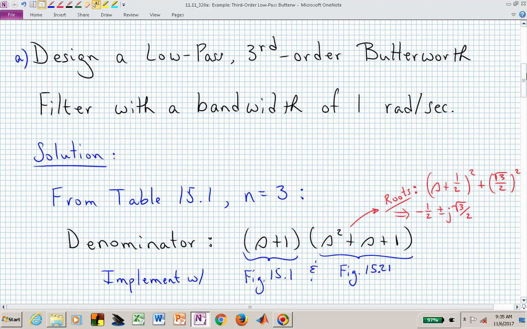But the roots of that second order section are at -1/2 plus and minus j square root of 3 over 2. There's two of our roots. We have 3 because our order n is 3, and our third root, our odd root, is on the negative real line at s equal to -1.